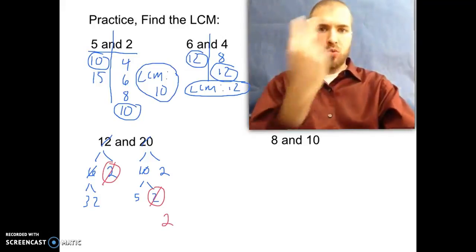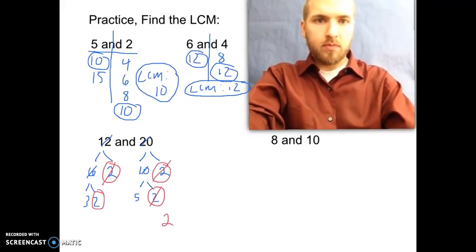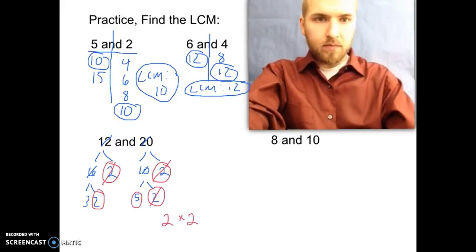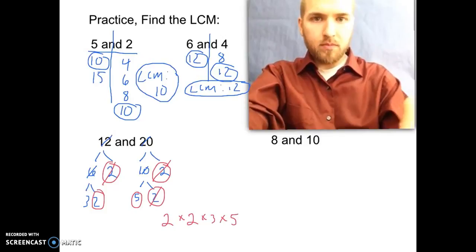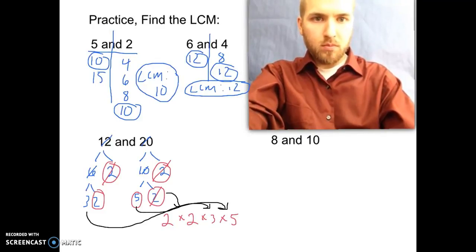Instead of writing 2 twice, you'll just write it once. And then we also see that there's another set of 2, so instead of writing 2 4 times, we're only going to write it twice. And then we'll write down our other numbers. We have a 3 and a 5. Now we'll multiply all these numbers together. You can see in the arrows that I'm drawing where the numbers are going.